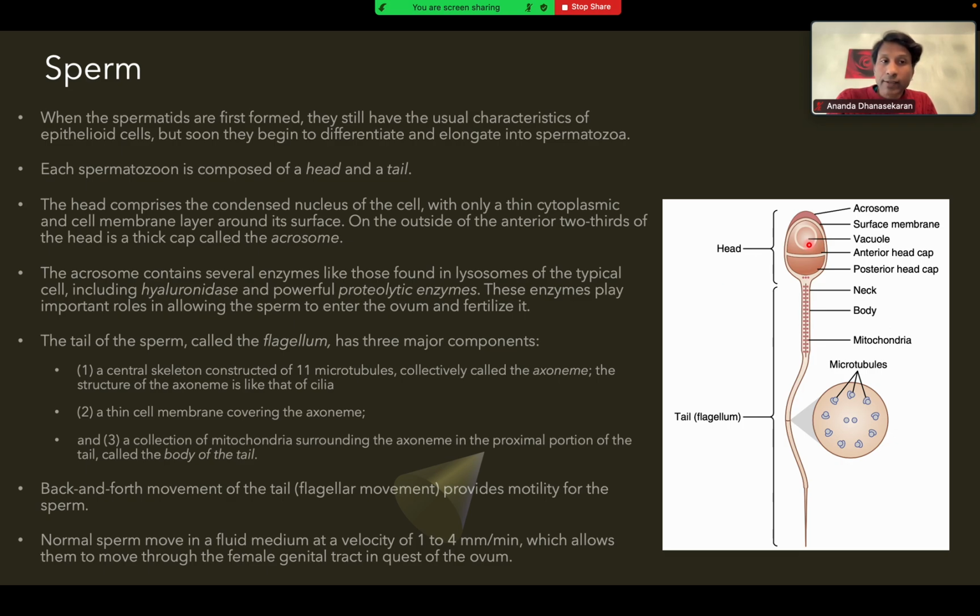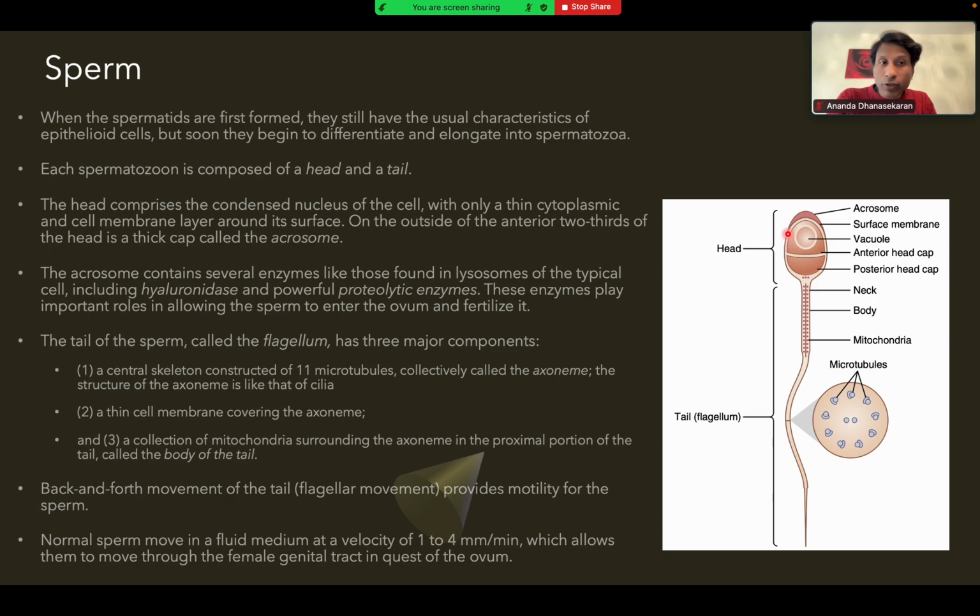So it has a head. The head contains a thin cytoplasm. If you see, the amount of cytoplasm is very, very thin, because the aim is not for the cell to further divide and grow. Cytoplasm is very important only in those aspects. The nucleus is very important in carrying the information. So that's why the nucleus material is very large and the cytoplasm is very thin.